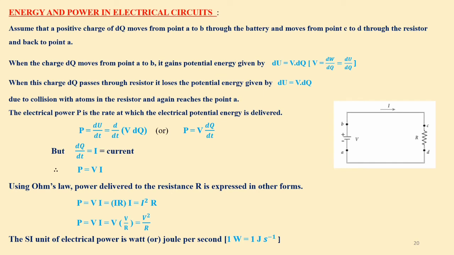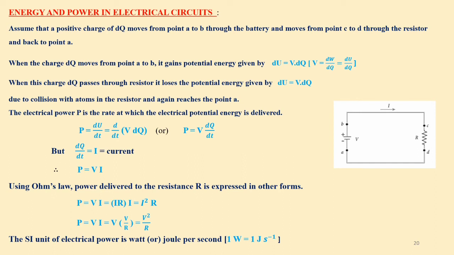Energy and power in electrical circuits. Now we can look at the circuit first. In the circuit diagram, we can see a cell whose potential difference is V volt, and above the positive terminal I have marked some points, namely B, C, D, A back to the cell. In the clockwise direction, if you move from the positive terminal, points B, C, D, then A, then to the negative terminal of the battery.